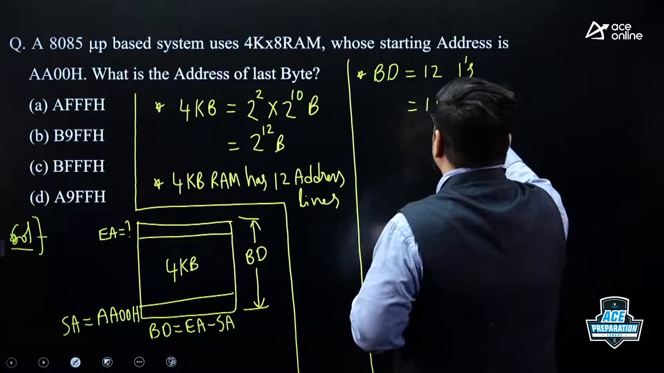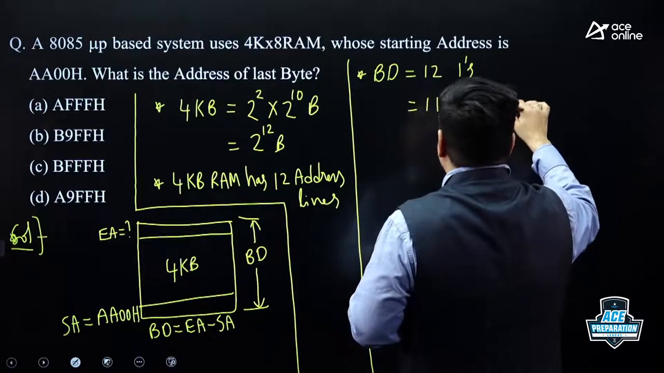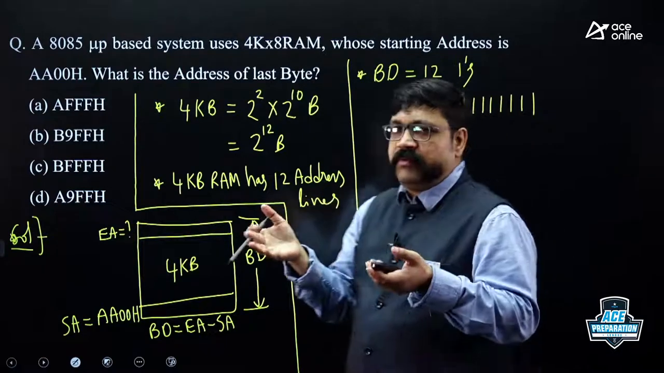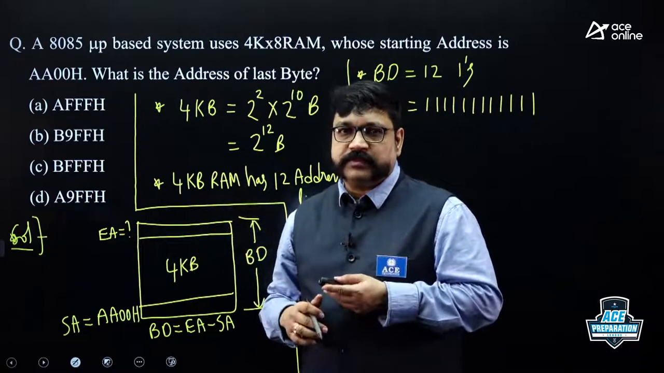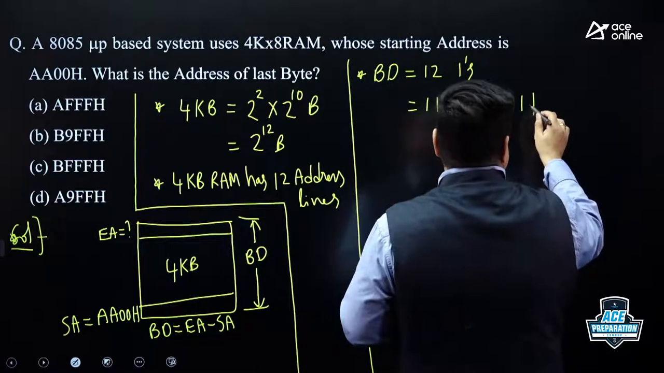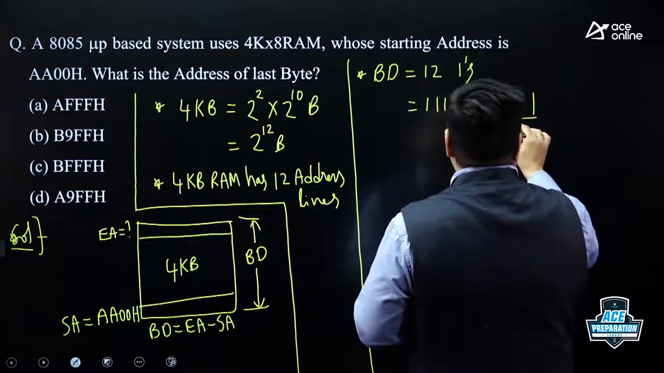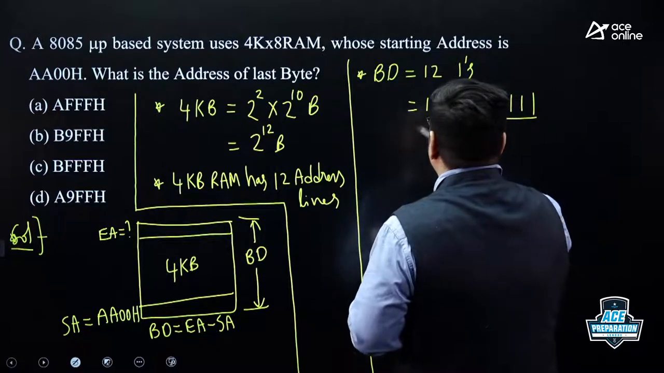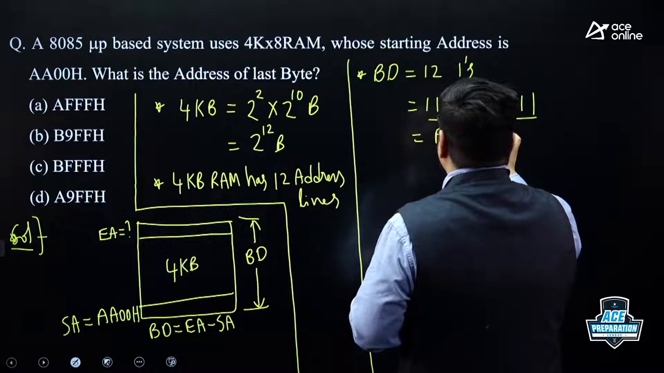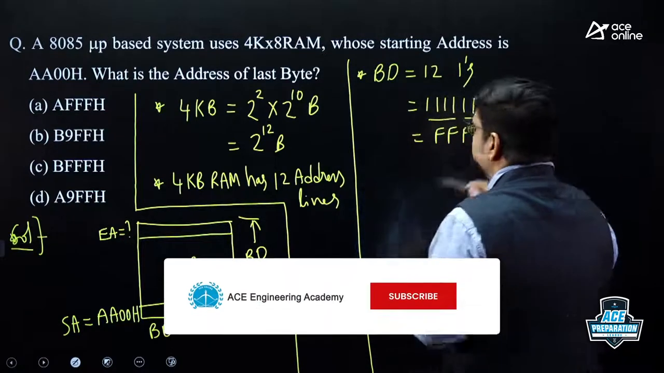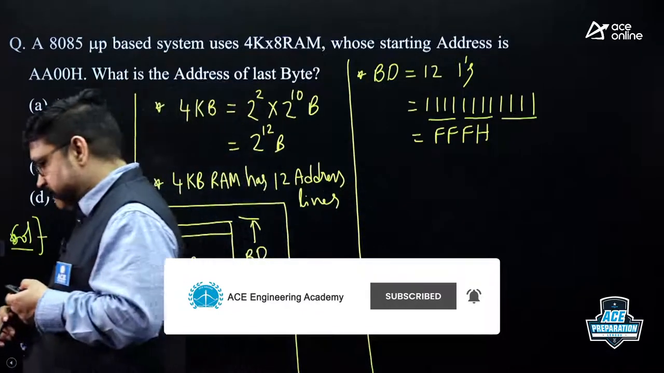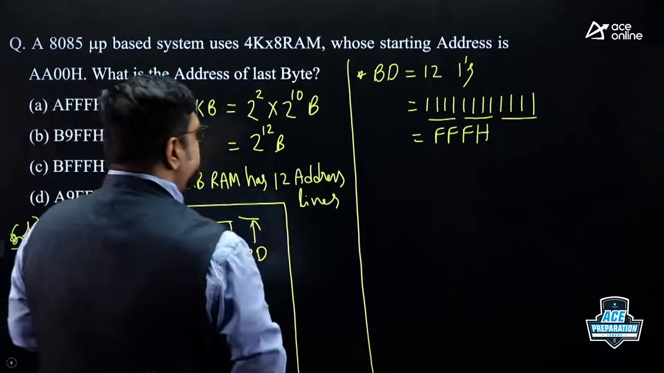Right, 1, 2, 3, 4, 5, 6, 7, 8, 9, 10, 11, 12. But we don't mention it as 1, 1, 1, so how will you write it? Group 4 bits from the LSB side to form hexadecimal digits: 4 bits, next 4 bits, next 4 bits. So what is this? F, F, F hexa. That is the byte difference of 4K.